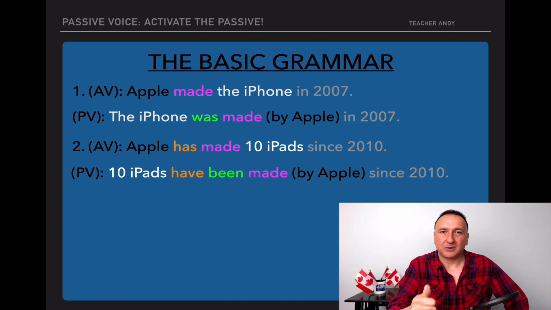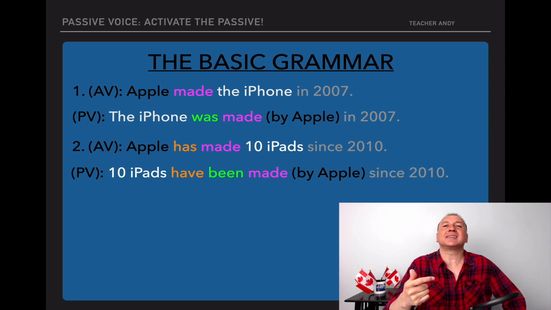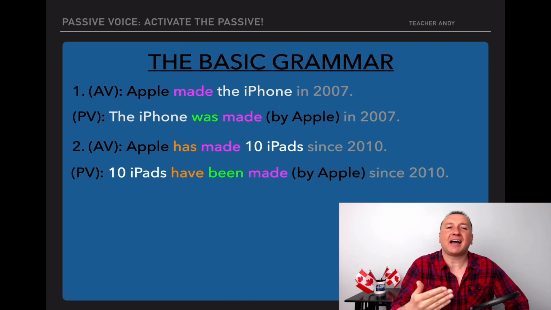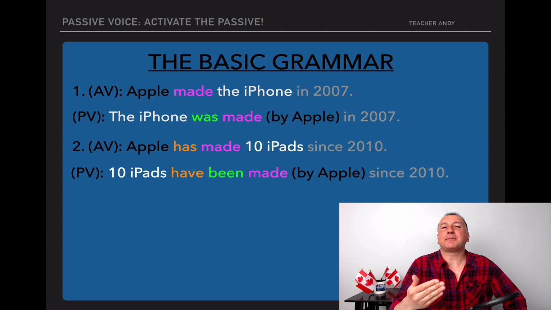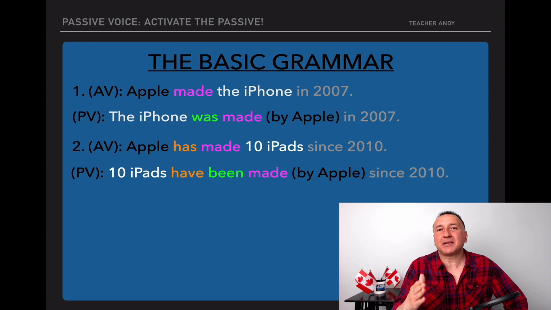Great. Remember, we use the auxiliary if you have one. Then you have to use the verb to be. The verb to be has to go in the tense of the actual verb. If I have the iPhone was made, because made is in the past. If I have Apple has made, 10 iPads have been made, because again, has made is with the auxiliary have, so I have to change in the passive to have been. And then in purple, you have the verb made, which is the past participle. That's the idea. You always use the past participle.